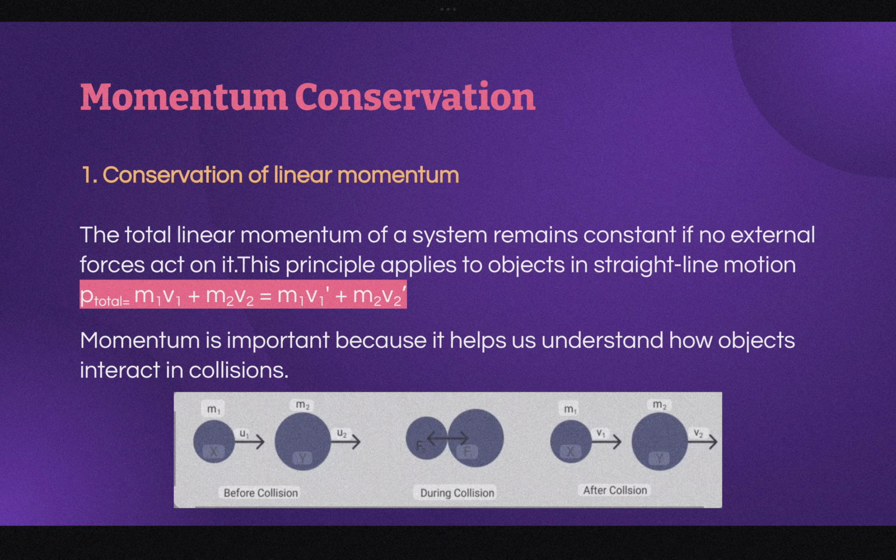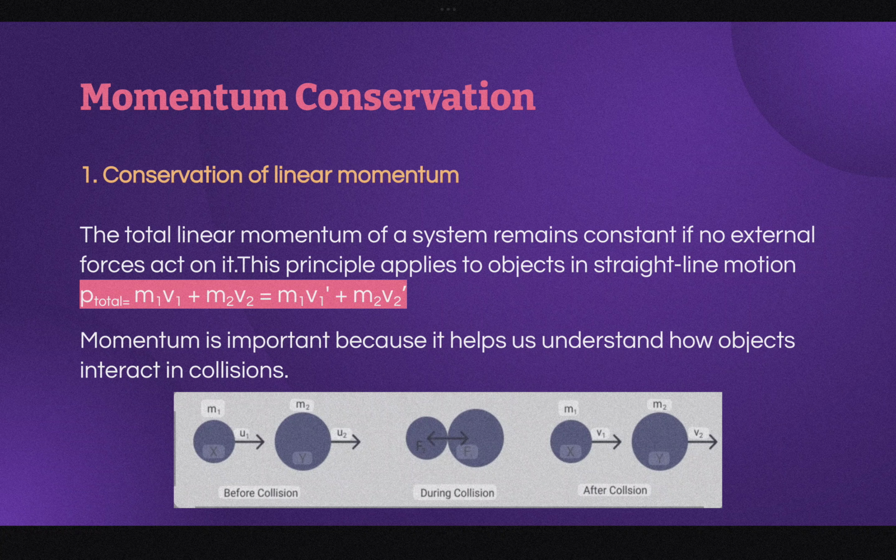Now, let's talk about the conservation laws. The first conservation law is the conservation of linear momentum. It says that the total linear momentum of a system remains constant if no external force acts on it. The conservation of linear momentum applies to objects in straight-line motion. The equation is: total momentum, P total, is m1v1 plus m2v2 equals m1v1' plus m2v2'.